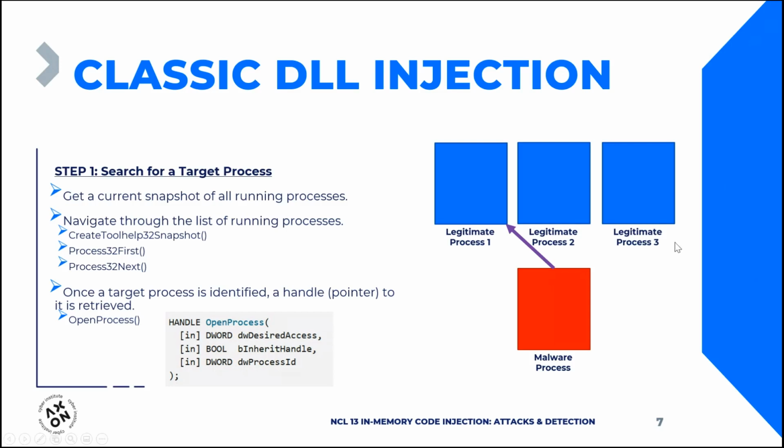So let's say it's legitimate process number one. So it picks number one, and then it calls a function or an API called OpenProcess. Once it calls OpenProcess, it passes the process ID, the PID, which is the last parameter over here. What it's going to get is a handle to that process, and that handle is a pointer to that process. So it has now a pointer to legitimate process one.